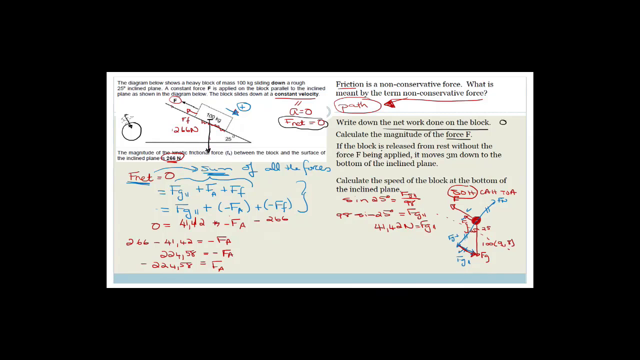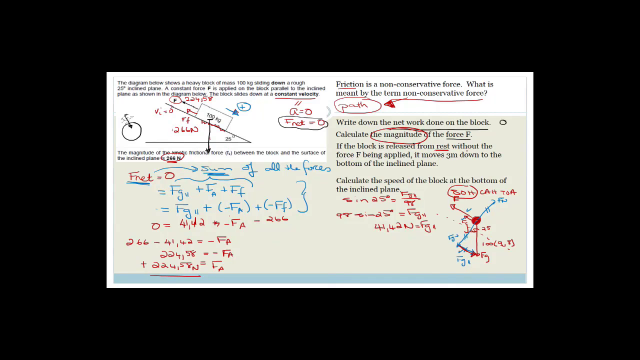Therefore, the force applied is equal to minus 224.58. And what did they ask for? They asked for the magnitude of the force. They just wanted the size, so you can just ignore the minus. So that is the size. And remember, you always have to put your units in. If they hadn't asked for the magnitude, if they just said calculate the force F, you would have had to say that it is 224.58 newtons up the slope. But they didn't. They just asked for the magnitude. So therefore, we now have that this is 224.58 newtons.